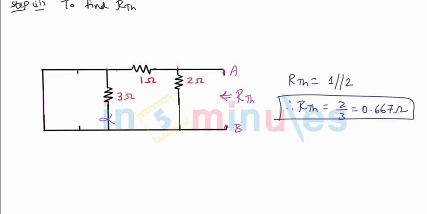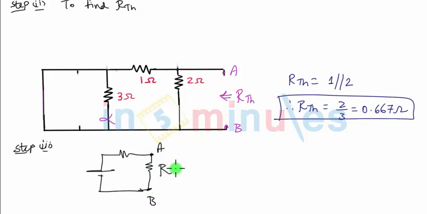In step 3, let us replace the entire network with its Thevenin's equivalent. So this is my VTH, this is my resistance RTH, and this we have got between points A and B, and I'm going to bring back my resistance R. We take positive polarity of VTH towards A because we had found VTH assuming A to be at higher potential compared to B. So now we are ready to answer both the questions.